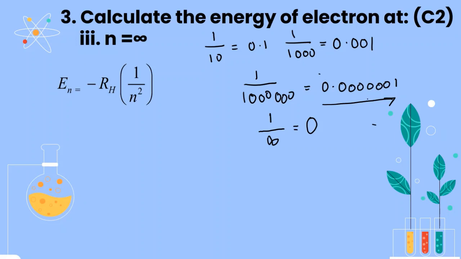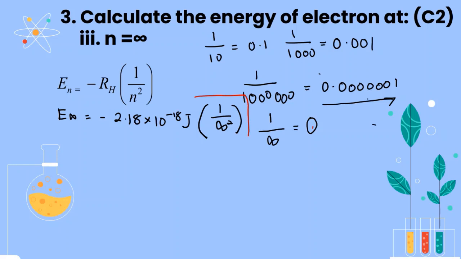Since the question asks you to calculate the value of energy at infinity, we use the same formula, the same Rydberg constant, which will never change, right? So 1 over infinity squared. We can conclude that this value is equal to 0 because we divide 1 over infinity. So when we multiply any value with 0, you get the answer to be 0 joule. Okay.